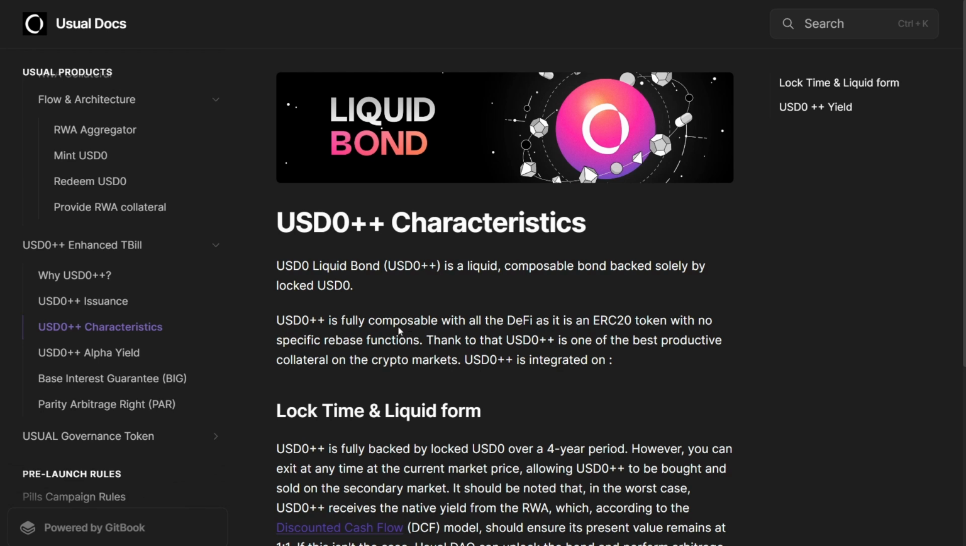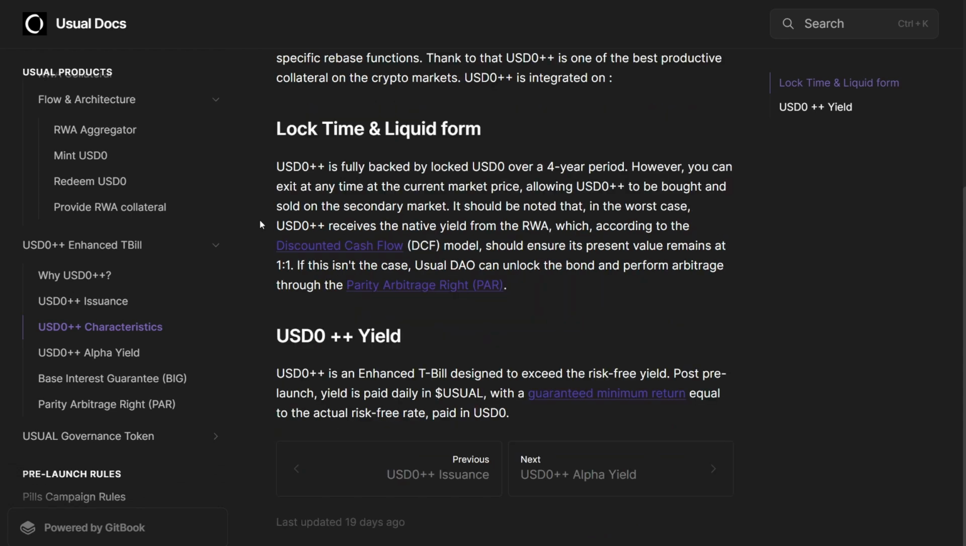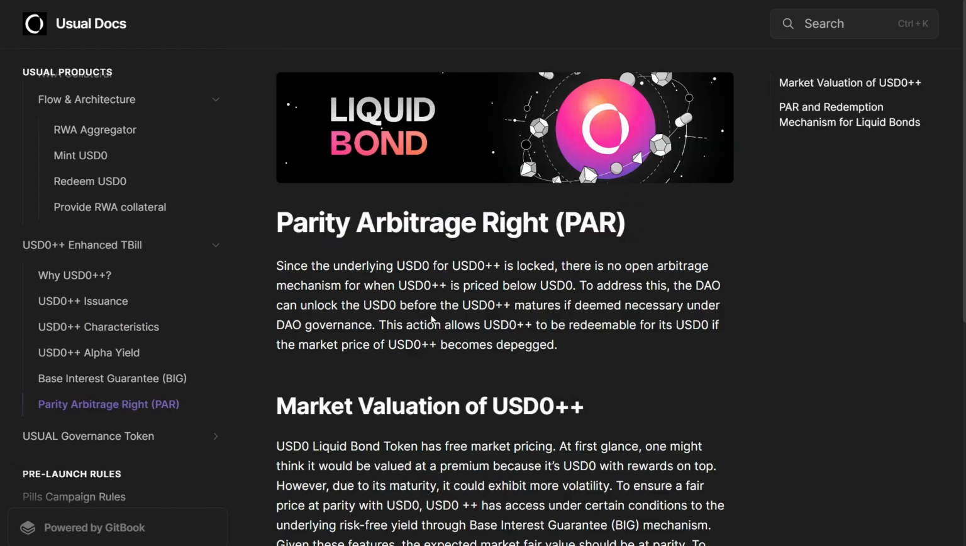Despite my USD0 being locked for 4 years, I can withdraw at any time at the current market price, as I demonstrated on Curve Finance. There are risks associated with many people wanting to swap their tokens, but the usual company says that even in the worst case, its value remains 1 to 1. We will see. I found an explanation of how they are going to prevent depegging.